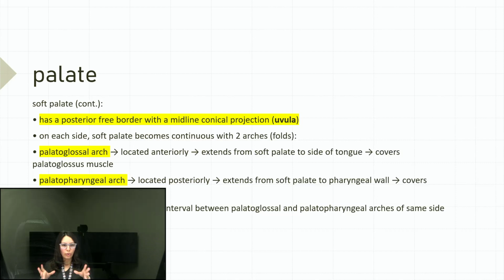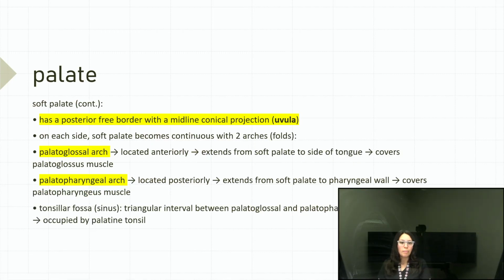And so on each side, the soft palate becomes more like two arches or folds, and this is what we call the palatoglossal arch and the palatopharyngeal arch. So that makes a little bit more sense as to what I was trying to explain earlier in this presentation. And so the palatoglossal arch is located more anteriorly, extending from the soft palate to the side of the tongue, covering the palatoglossus muscle, and the palatopharyngeal arch is located more posteriorly, which extends from the soft palate to the pharyngeal wall, covering the palatopharyngeus muscle.